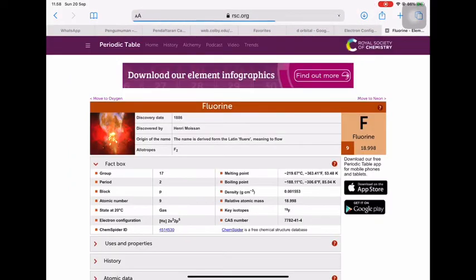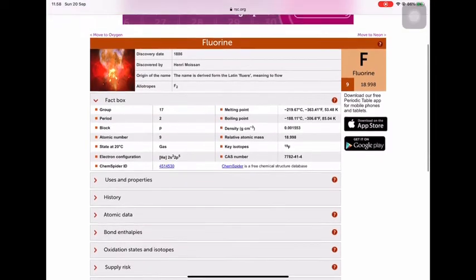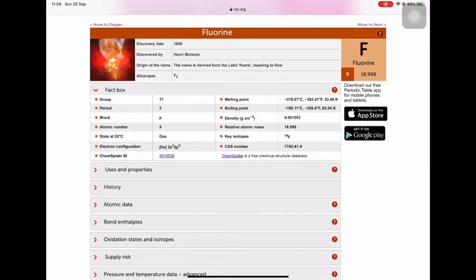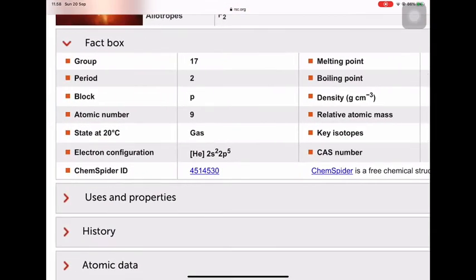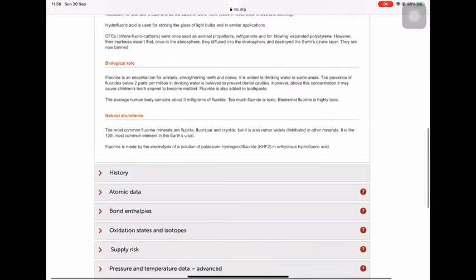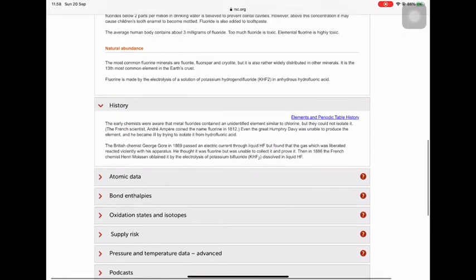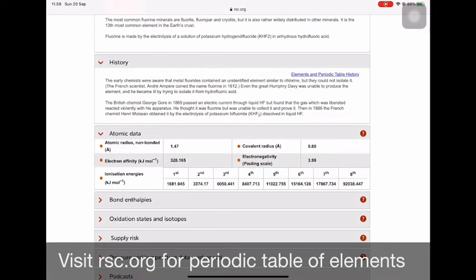So you can also click on the table, as you can see in here, like fluorine. It has several facts, including the electron configuration that we're going to talk about very soon, and then the uses and properties, and also history, and of course atomic data. It's also very important, and so on. So you can also check this rsc.org website, it's an interactive website to learn more about elements.